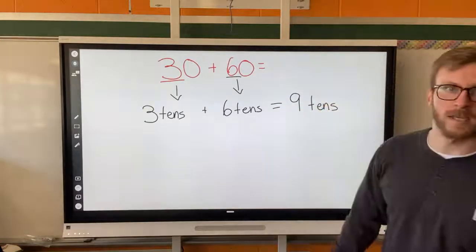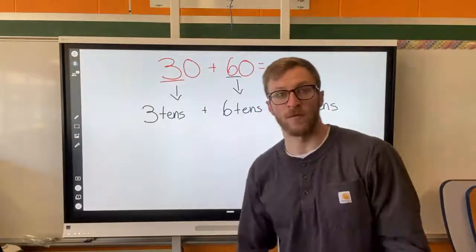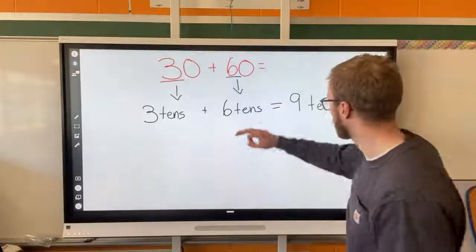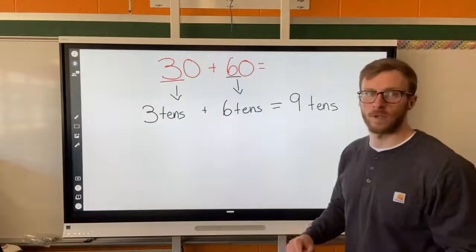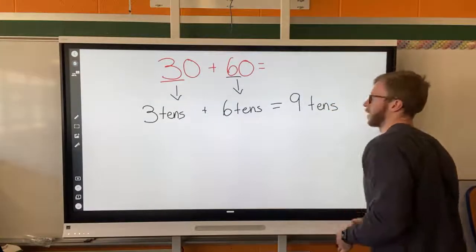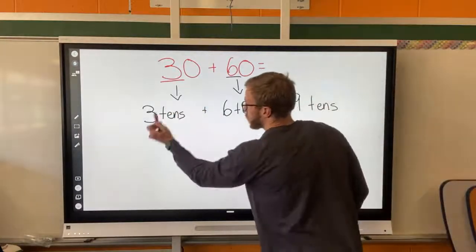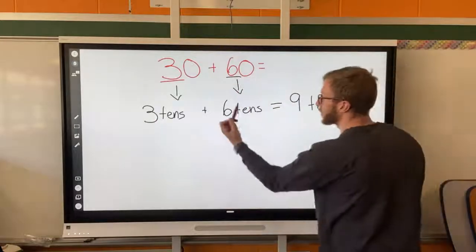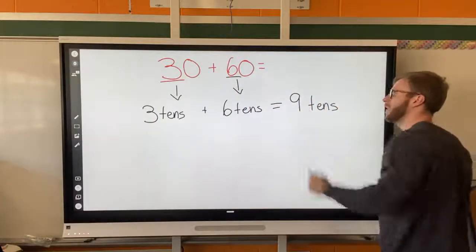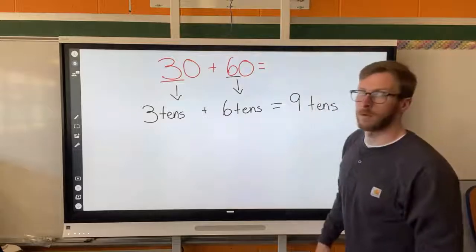If you got 9 tens, give yourself a pat on the back. That is awesome. If you didn't, that's okay. We're going to keep going over this and over some other problems. Hopefully it'll make a little bit more sense. So we have a 3 in the tens place, so we have 3 tens. We have a 6 in the tens place, we have 6 tens. Now we have 9 tens, and we need to make it back into a number.